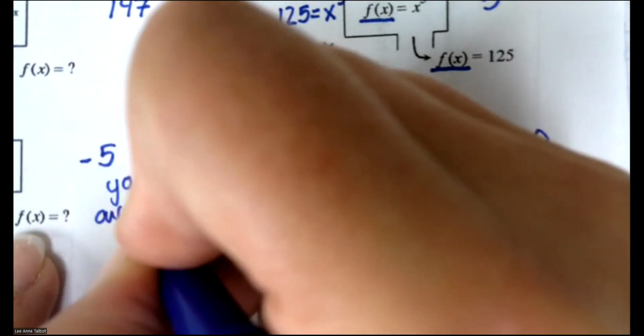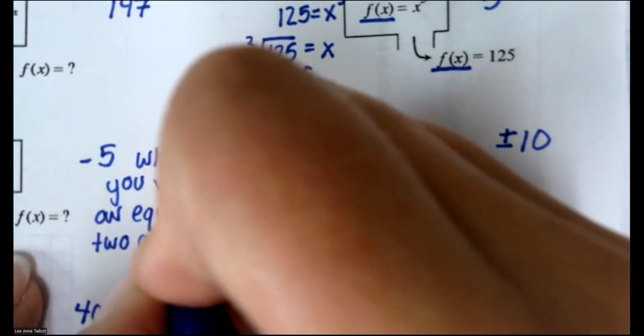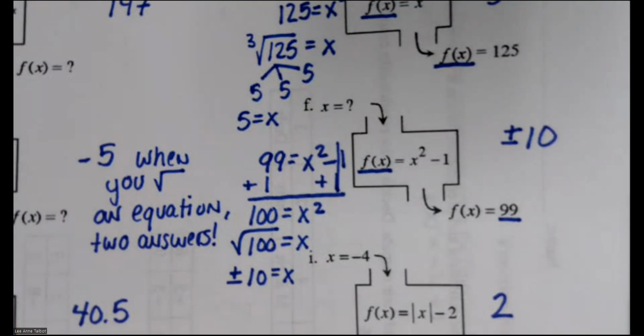Okay. When you square root an equation, there's going to be two answers. Not when you cube root, interestingly enough. It has to be an even root. I don't think you're going to fourth root anything in this class, so square root.